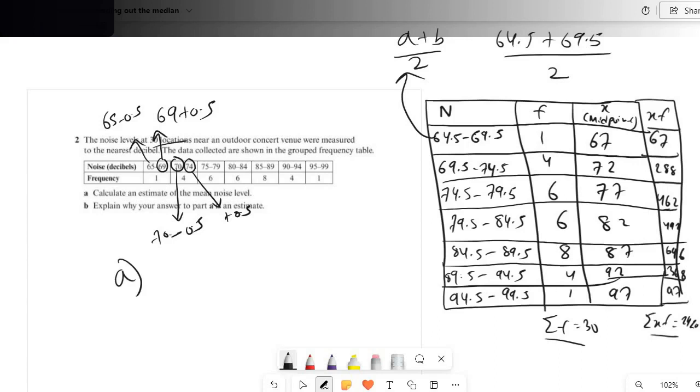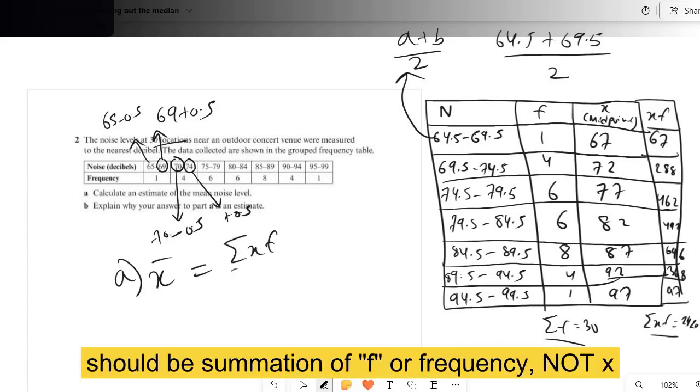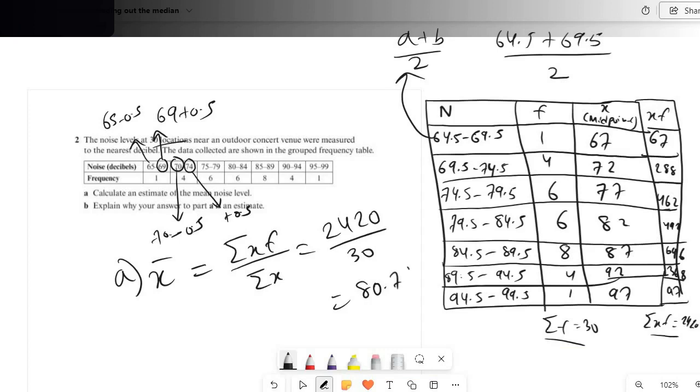Now we calculate the mean, which is going to be the summation of XF divided by the summation of F, which is 2420 divided by 30. So this will give us 80.7 dB or decibels.